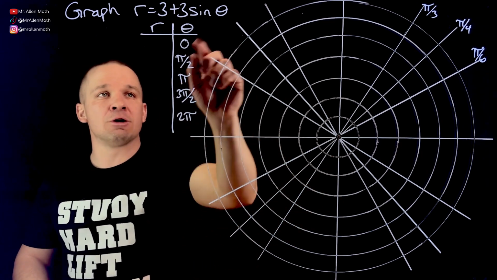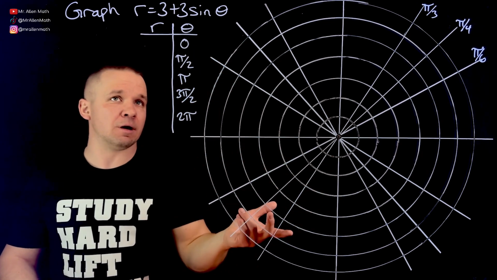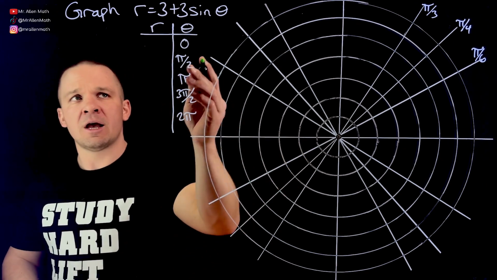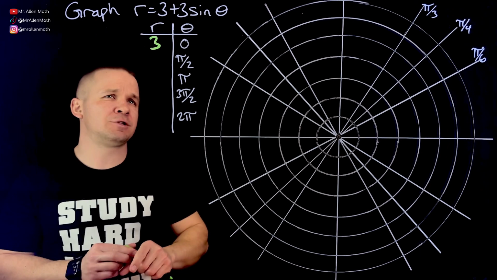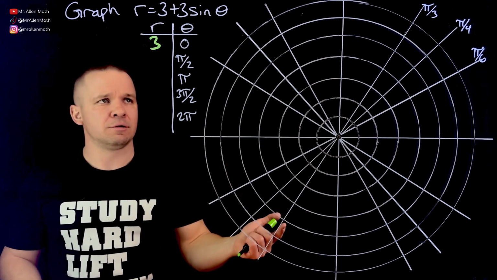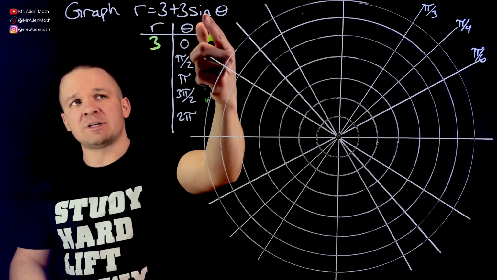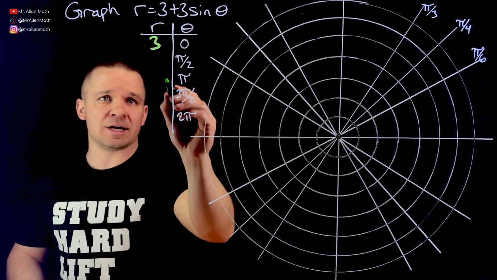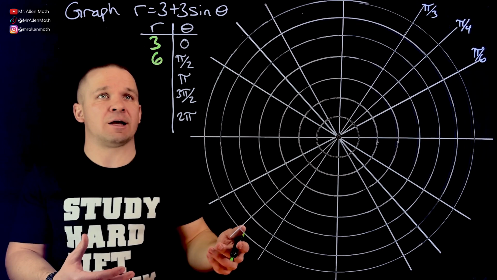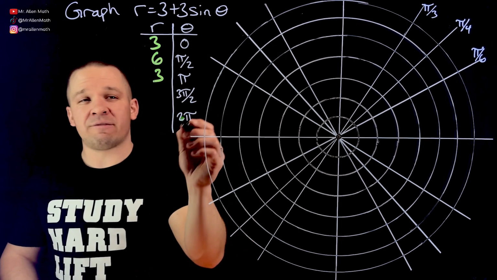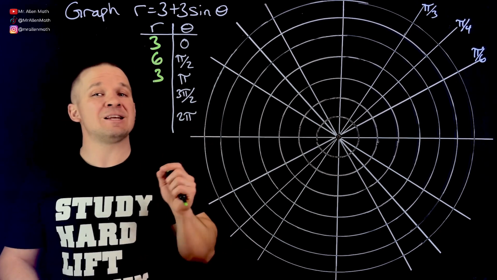So if I plug in 0 for theta, what is sine of 0? It's 0, and then 3 plus 0 is just 3. If I plug in pi over 2, what's sine of pi over 2? Well, that's 1. So 3 times 1 is 3, plus 3 is then 6. If I plug in pi, I get 0 again for sine, so we get 3 again. And then if I plug in 3 pi over 2, sine's going to be negative 1 there.